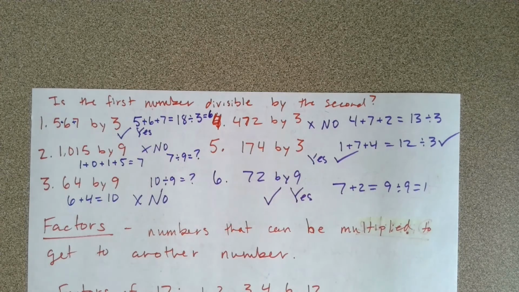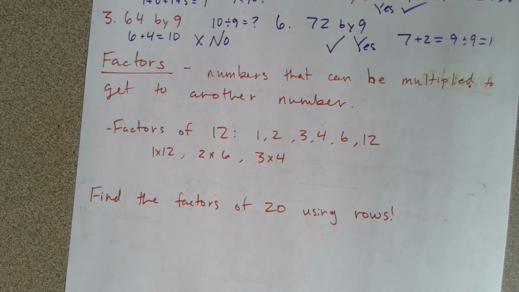So you add up those sums for 3s and 9s. Check if it fits in evenly. If it does, it's divisible. If not, it's not divisible. All right. So that's how you can check those ones.